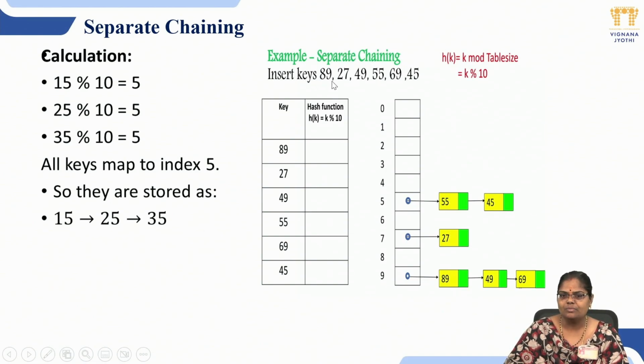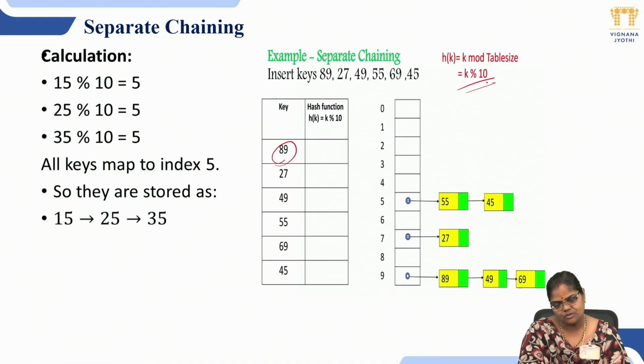Okay, this is another example where we have 89, 27, 49, 55, 69 and so on, and this is the hash table which we apply. When the key 89 is used, as per the hash function which is applied, you will get an index as 9. So 89 is stored at 9. Next 27, it is stored at 7. 49, it is stored at index 9, added as a next element in the linked list. Similarly 55 at index 5, 69 has been added as a third element to the linked list at index 7. So this is how the collision is avoided.